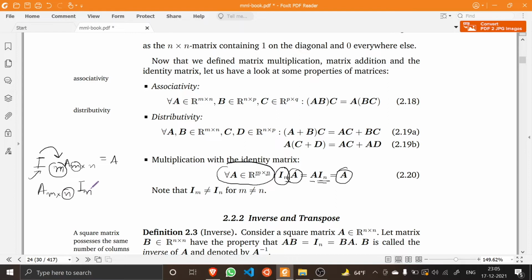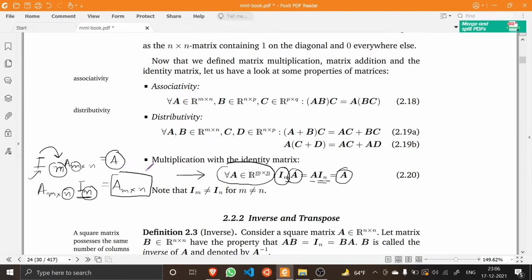And since we know that this identity matrix has n rows, then automatically it will have n columns. So we only give one subscript. Okay, so this is why, and this is equal to the A matrix. This is the property of the identity matrix, and this is the reason why it is called identity matrix, because anytime it is multiplied by a matrix, it gives the same matrix as the answer.